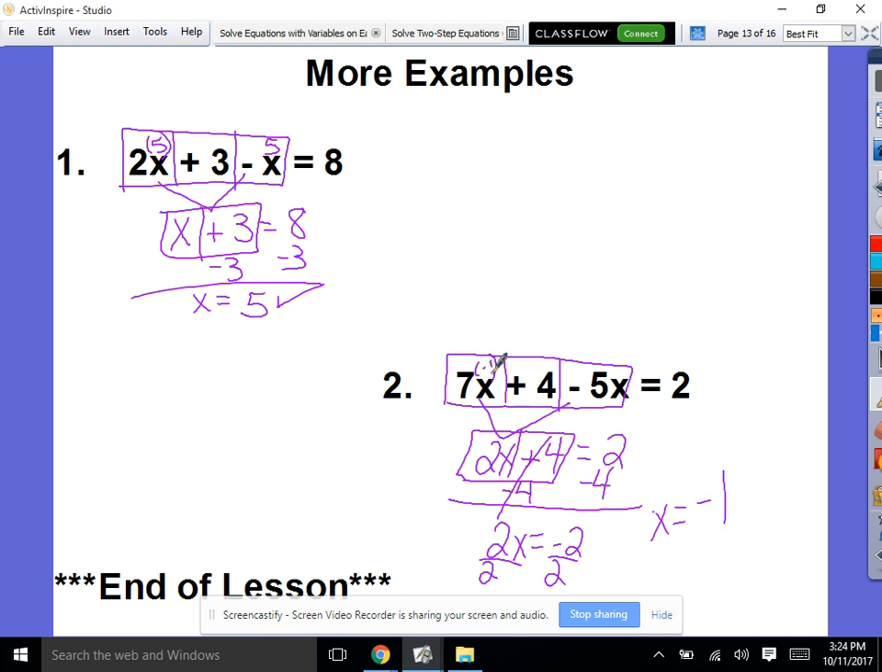So negative 7 plus 4 is negative 3 plus 5 equals 2. And we are correct. And that's the end of the lesson.